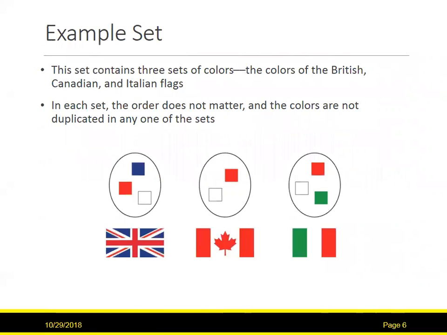So a set contains 3 sets of colors in this example. The colors of the British, Canadian, and Italian flags. It says in each set, the order does not matter and the colors are not duplicated in any one set.